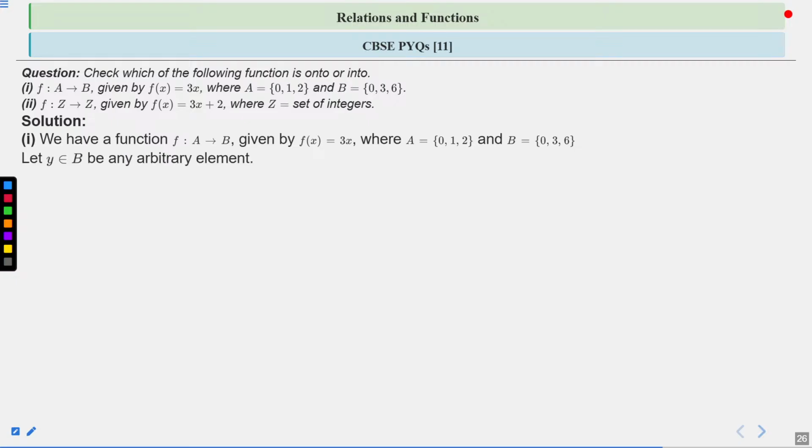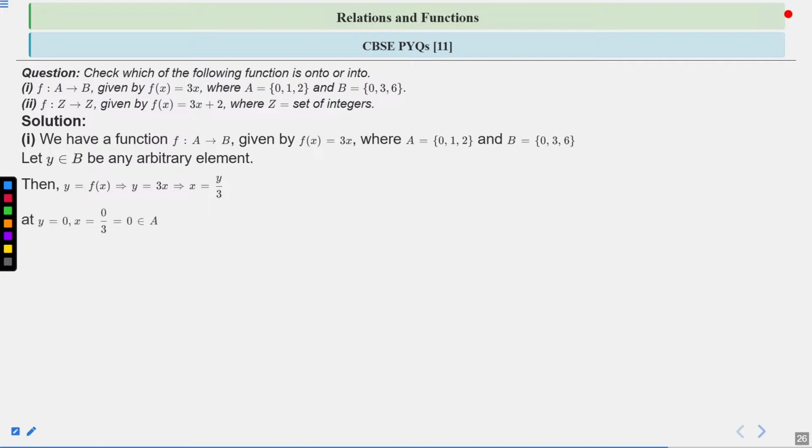Let y belong to B be any arbitrary element. Then y is equal to f(x), which implies y is equal to 3x. Therefore, we can say that x is equal to y by 3.